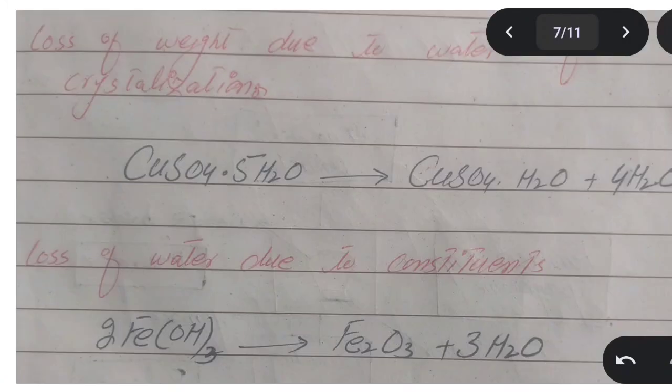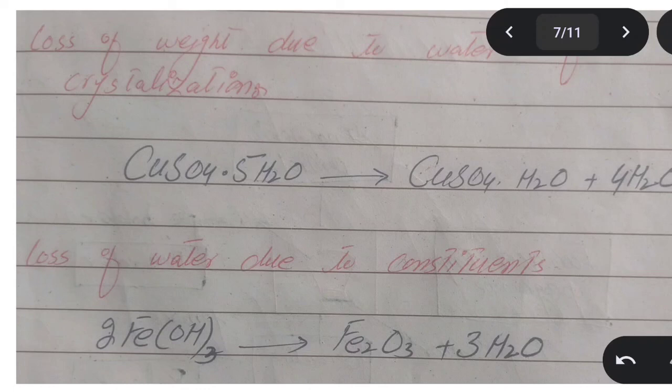Loss of water due to the water of crystallization. You have already seen in your previous classes that when we write copper sulfate, here we also see the 5 water molecules. Now we increase the temperature and heat up this reaction mixture. It will be converted into copper sulfate monohydrate, and the 4 water molecules will leave the container.